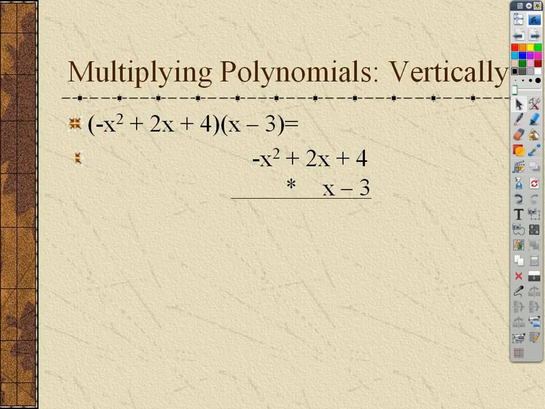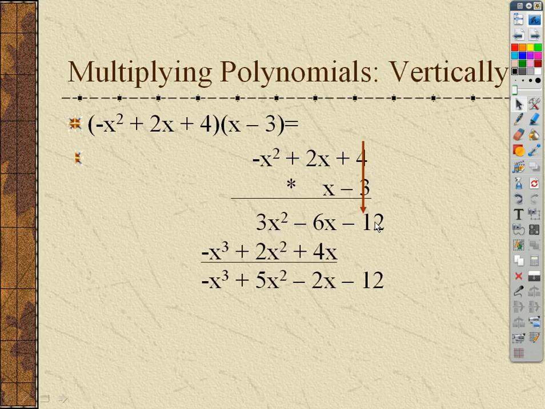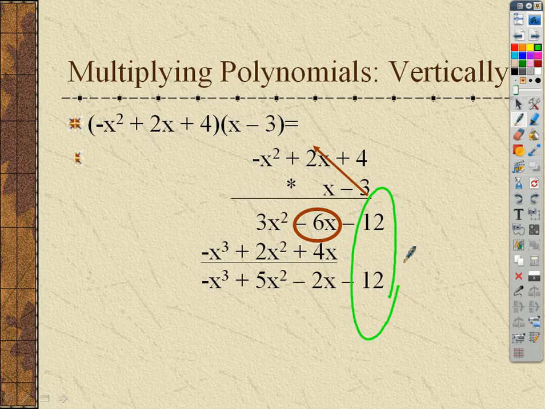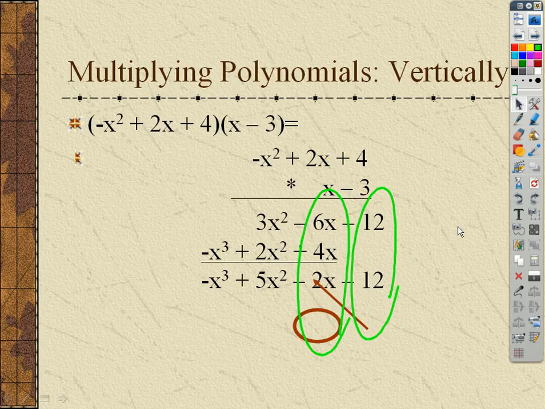So negative 3 times 4 gives us our negative 12. Negative 3 times 2x gives us our negative 6x. Notice that we're starting to build these columns. Here's our constant column. Here's going to be our x column, etc. Negative 3 times negative x squared is positive 3x squared, and there's our x squared column.